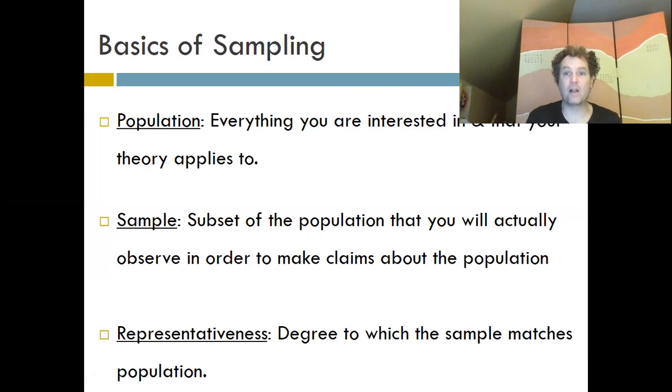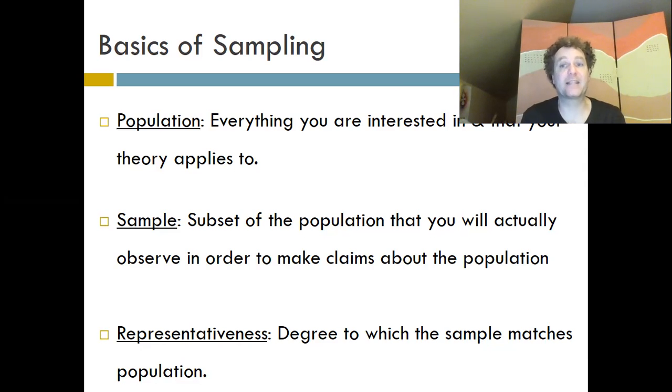Is your theory going to be about all humans? Is it going to be about all Americans? All English people? All New Yorkers? And then to understand something about that population that you're interested in, you're going to draw a sample from it, right?